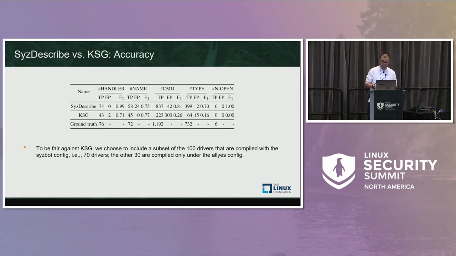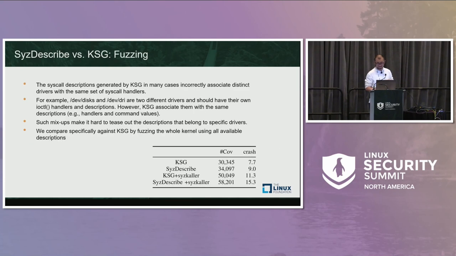We also take a deeper look at those results. To be fair against KSG, we choose to include a subset of the 100 drivers that are compiled with the Syzbot configuration, which is 70 drivers, and the other 3 are compiled only under the OES config. We can see the results are also as expected from our high-level comparison. KSG has false negatives in all aspects, especially for the command value and argument type, because of their lack of support for inter-procedural analysis.